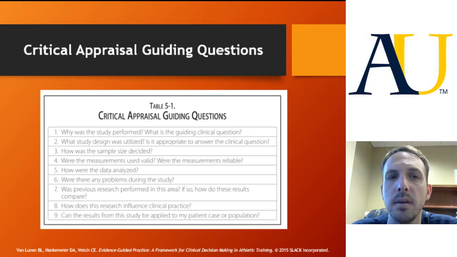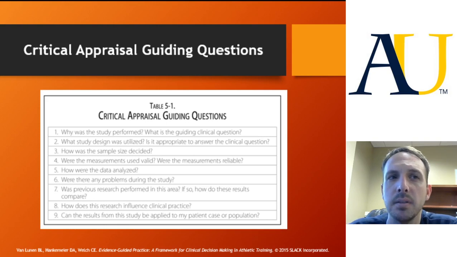Number 6, were there any problems during the study? Is there anything within the study that stands out to us that might become problematic? And these problems with the study are going to be very specific to your overall clinically relevant question. Some of them might affect the overall methods associated with the research, like high dropout rates or lack of blinding, things like that. But also, there could just be overall problems associated with how they define certain terms or how they go about measuring certain things that become problematic for our interpretation and our utilization of that information clinically.